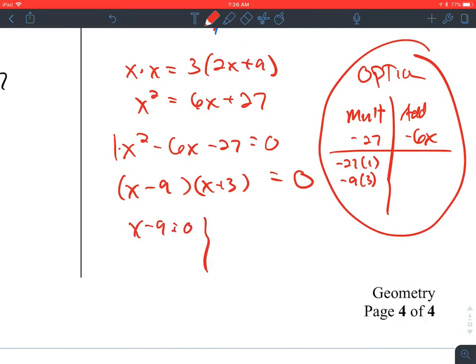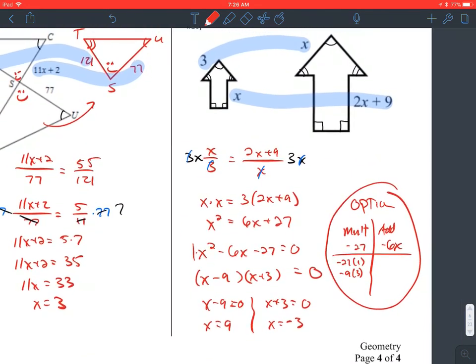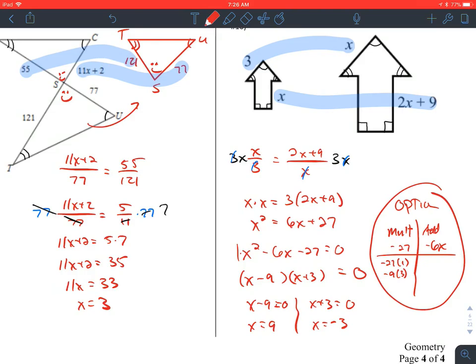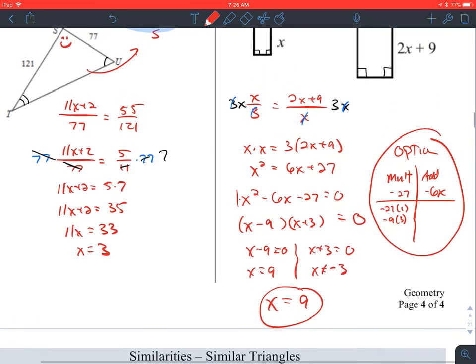So set each factor equal to 0, because you're my hero. And we get x is 9 and negative 3. In geometry, you need to check to make sure those answers make sense. Negative 3 doesn't make sense. If we take a negative 3 and put it in here for x, it's saying this length is negative 3. That is bonkers. Put 9 in, we're going to get positive answers all the way around. So negative 3 is not the answer, but x equals 9 is. That concludes that assignment.